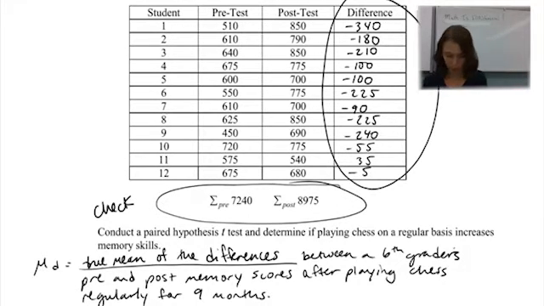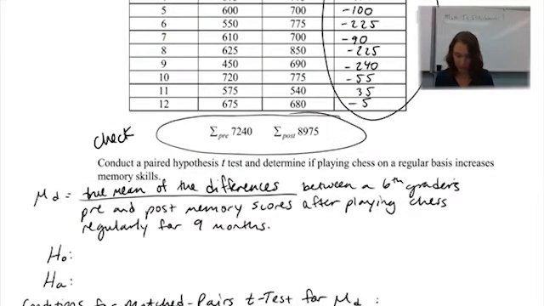We have one mean, so it is the mean of all the difference values. So it's the mean of the differences. We're not taking 2 different means and then finding the difference between the means. We're finding the mean of the differences. It takes a while to get used to which one is which and how to say it properly, but you have to make sure to say it properly, because if you get it mixed up, it means something else. So we have the true mean of the differences between a 6th grader's pre and post memory scores after playing chess regularly for 9 months.